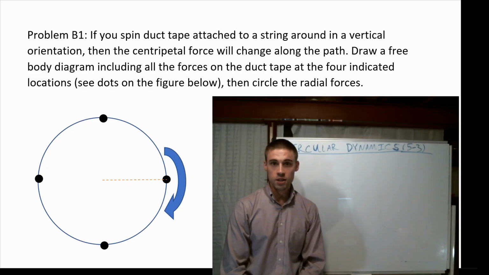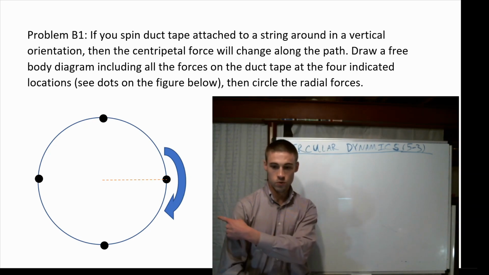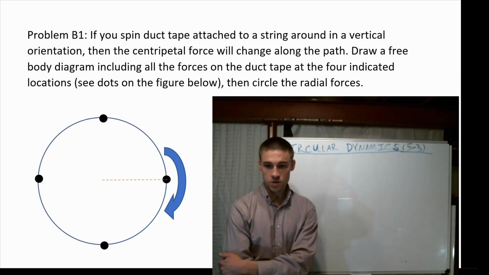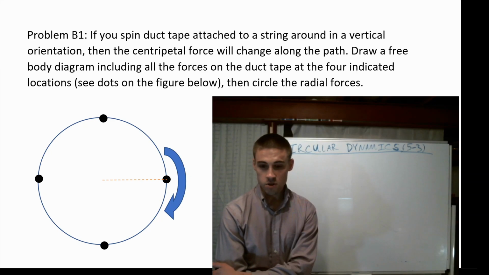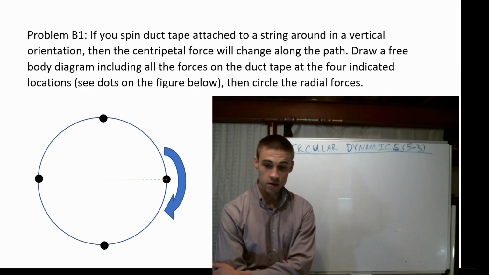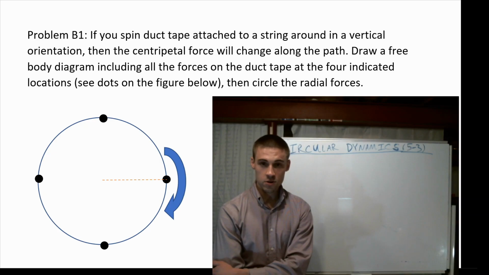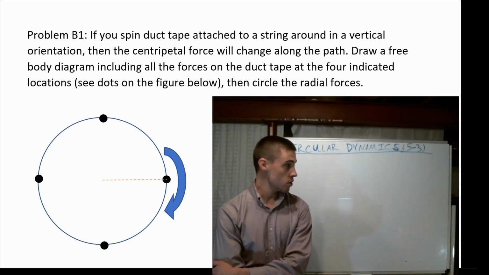Okay, let's do a warm-up kind of example problem, this one right over there. If you spin duct tape attached to a string around in a vertical orientation, then the centripetal force will change along the path. Draw all of the forces in a free body diagram on the duct tape as it goes around its circular path, especially at those 4 different points there, and then circle the radial forces. Why don't you pause the video and go ahead and draw those 4 different free body diagrams right now.